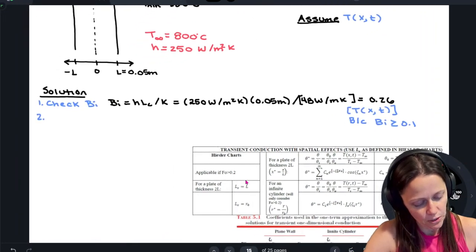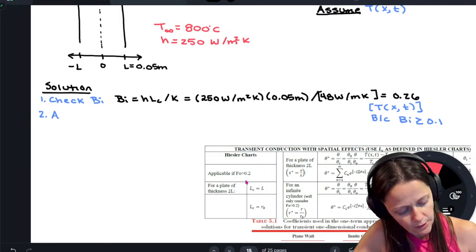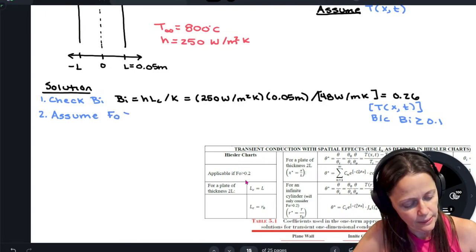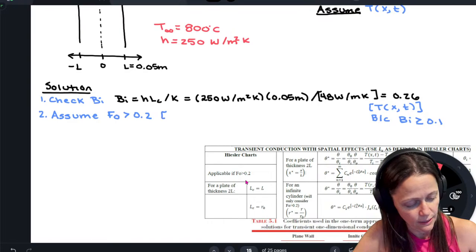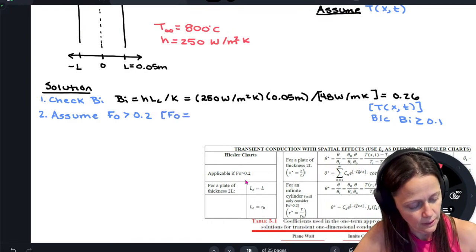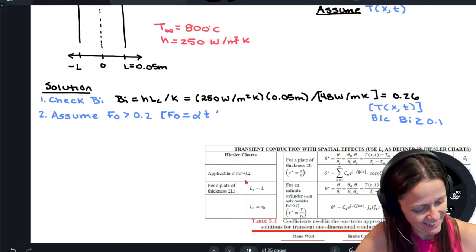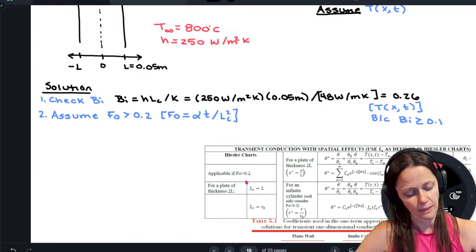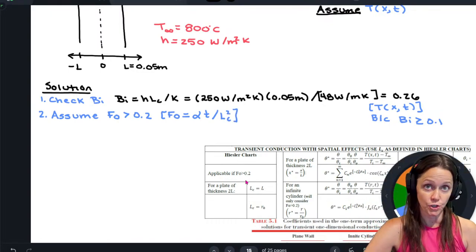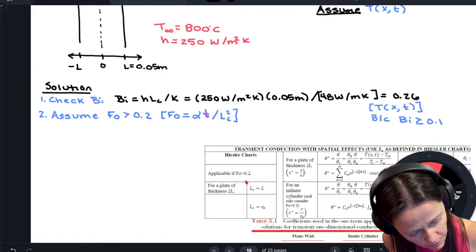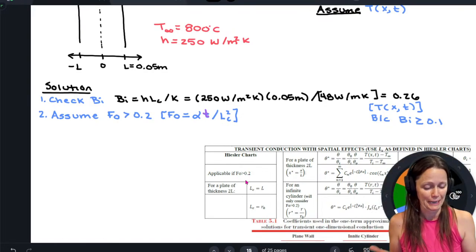So what I'm going to do is I'm going to assume my Fourier number is greater than 0.2. Again, your Fourier number is the thermal diffusivity times the time over Lc squared. Think about it for a second. And that's on your equation sheet. And since I don't know that time, remember, that's the thing I'm looking for, I can't make that call.